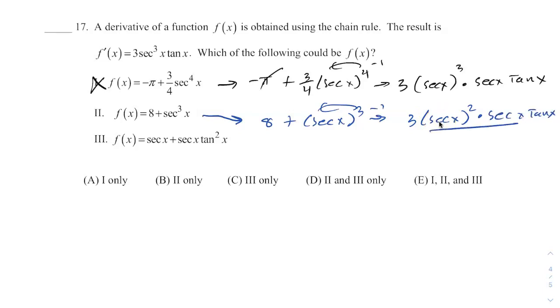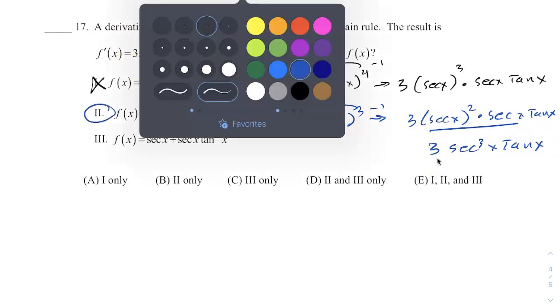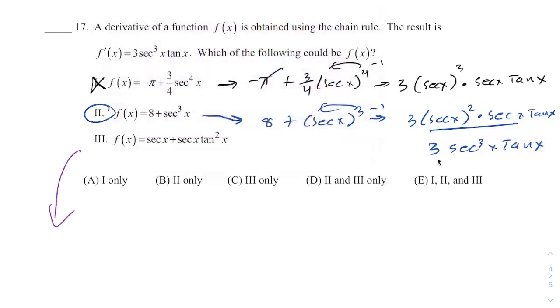If I simplify it a little bit, combine these: secant cubed x tan x. Which does match. That's exactly what they wanted. So 2 is good. Now we've got to decide if 3 is good or not. Let me rewrite it first.